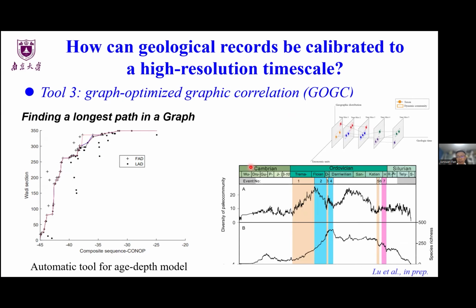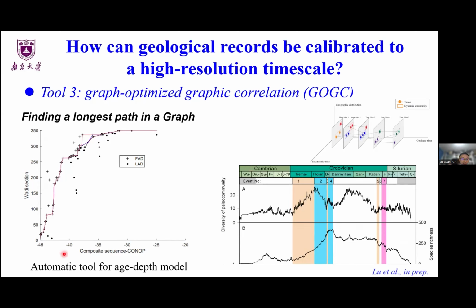So we can use different programs to establish the high temporal resolution time scale, and so another question is: can we correlate other geological records to the high resolution time scale, so we can improve our previous studies to high resolution? And the answer is yes. So the first thing, we designed a third tool, called graph optimized graphic correlation. And my student Zhenbo Lu will introduce this method in detail.